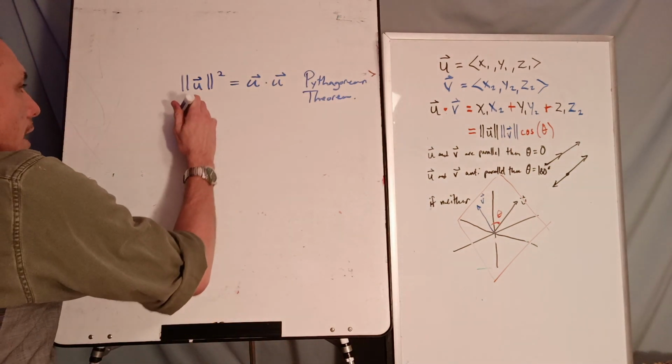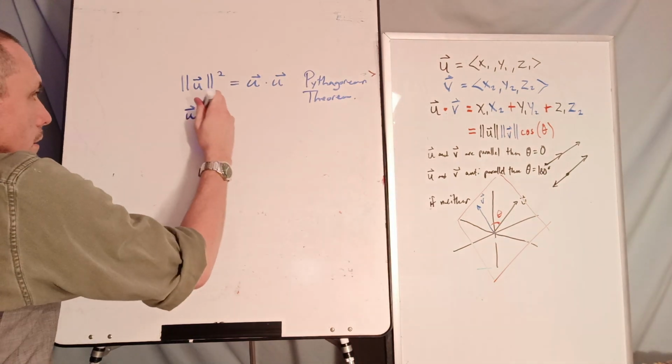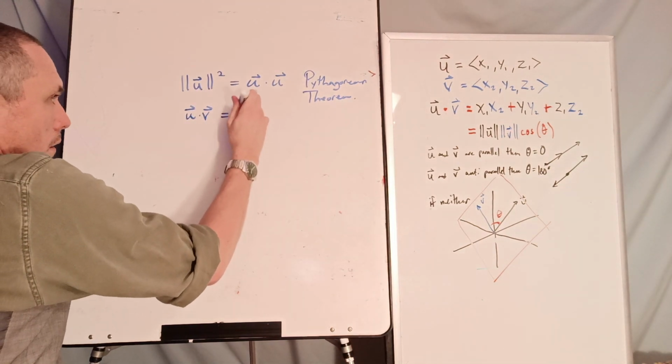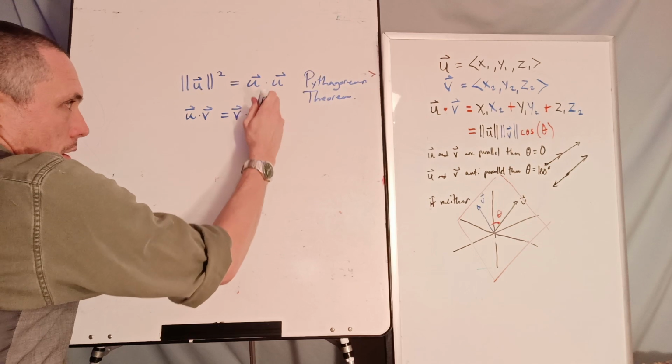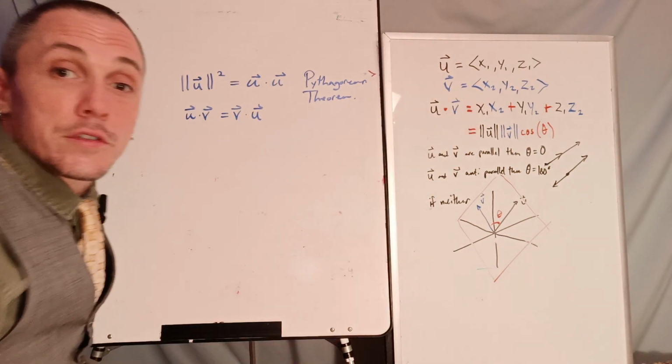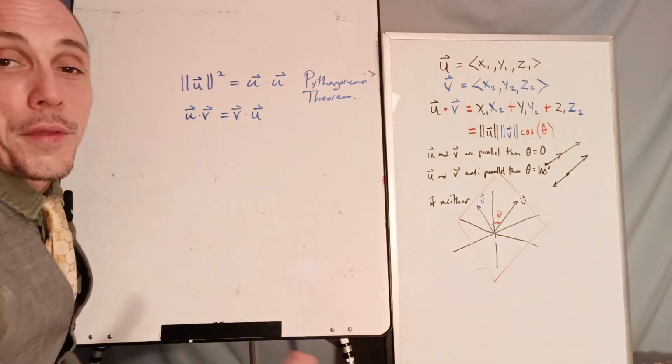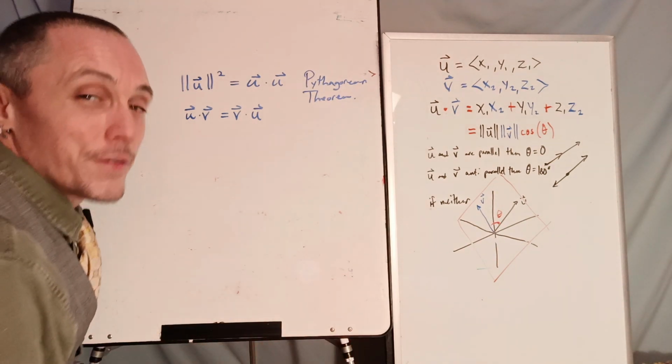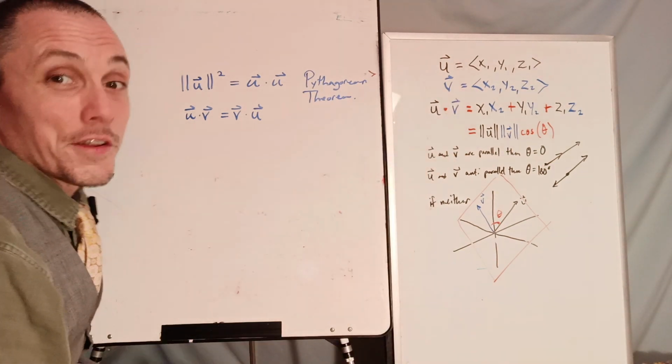Additionally, we have commutativity. And that should be clear because all of the operators used to define it are commutative, right? Multiplication's commutative, addition's commutative. So if I do a bunch of addition and multiplication, that should still be commutative.